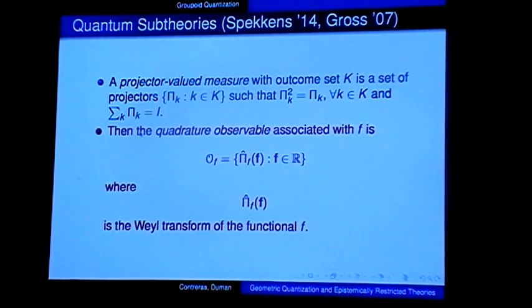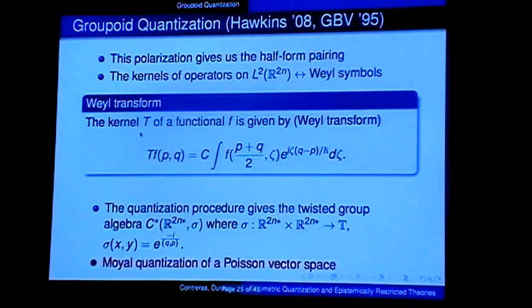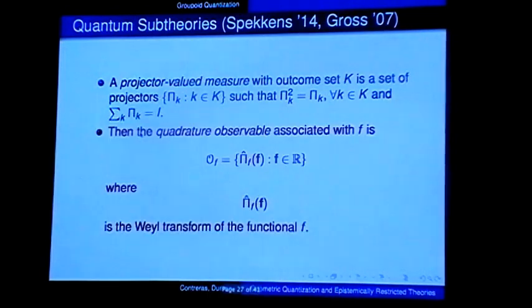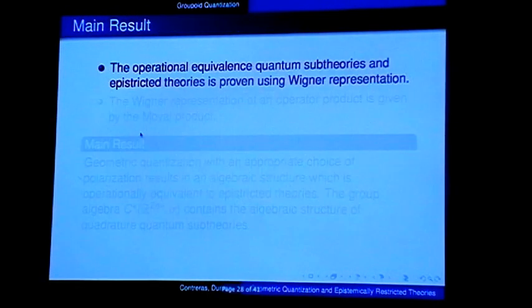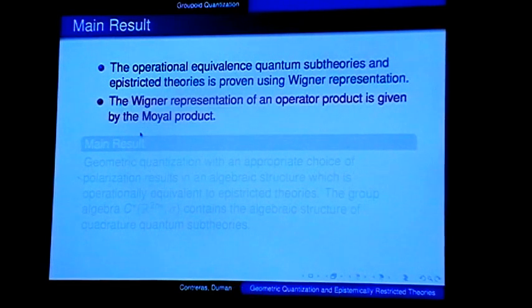So basically we will get the same thing as we get here. So we have the Weyl transform in the quantization and the quantum subtheories. And to prove the operational equivalence between the epistemic theories and the quantum subtheories, Spekkens uses the Wigner representation, and the Wigner representation of an operator product is given, again, by the Moyal product.